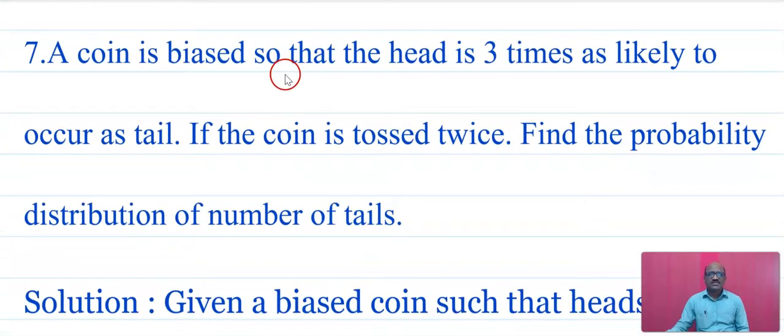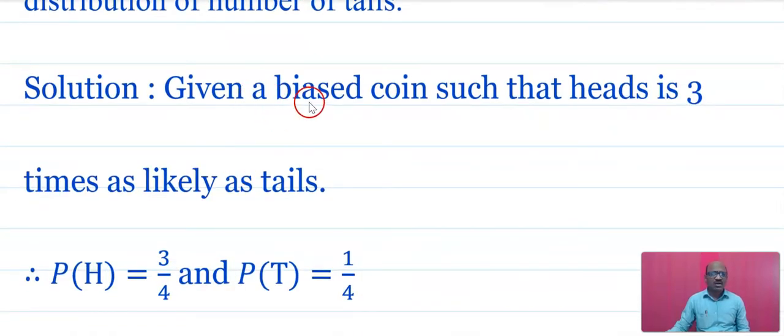A coin is biased so that the head is 3 times as likely to occur as a tail. If the coin is tossed twice, find the probability distribution of the number of tails. Okay. In most problems, we consider the coin is unbiased, but here the coin is biased. And here the head is 3 times as likely to occur as a tail. Okay. Given a biased coin such that head is 3 times as likely as a tail.